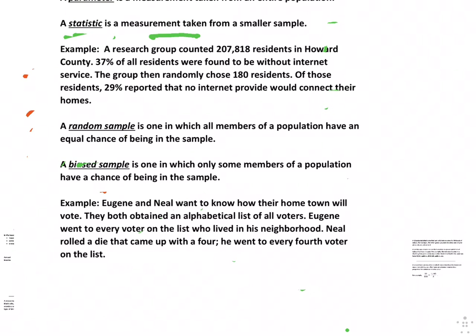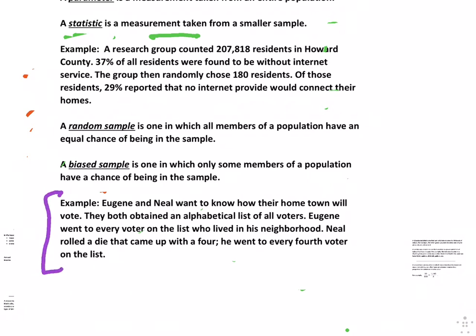So, a random sample is one in which all members of a population have an equal chance of being in the sample. So even if I don't select every member of the county, if I give every member of the county an opportunity to be included in the sample, then the sample is truly random. Whereas a biased sample is one in which only some members of a population have a chance of being in the sample. Let me clarify here.